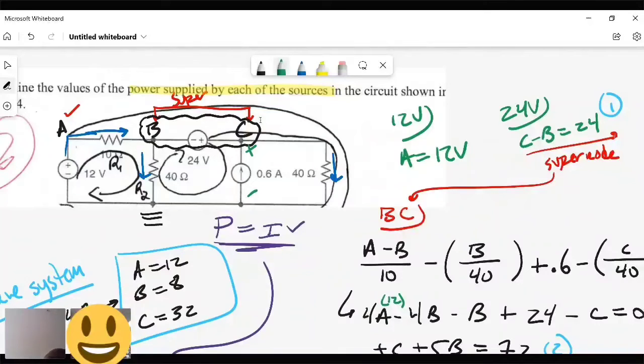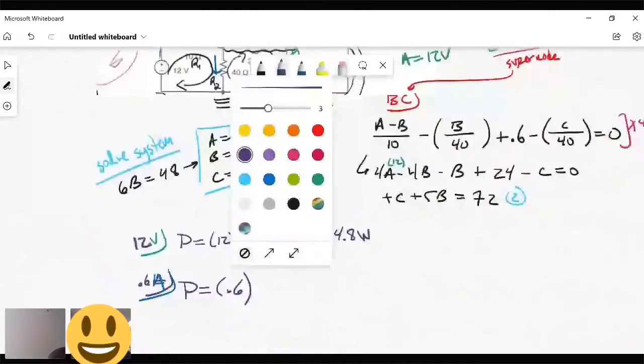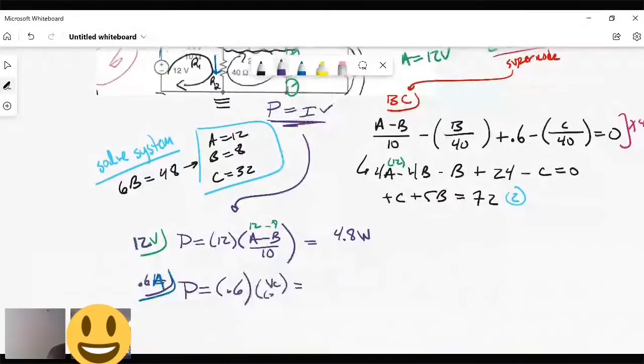Yeah, so for C, would we just do C then? 32? Yes, 32. It's going to be VC minus V ground. That's the voltage on that source. Make some sense? Yeah, I see. And that is going to be 32. And that's how we know what the current is, what the voltage is there. Okay, that makes sense. I can see that.